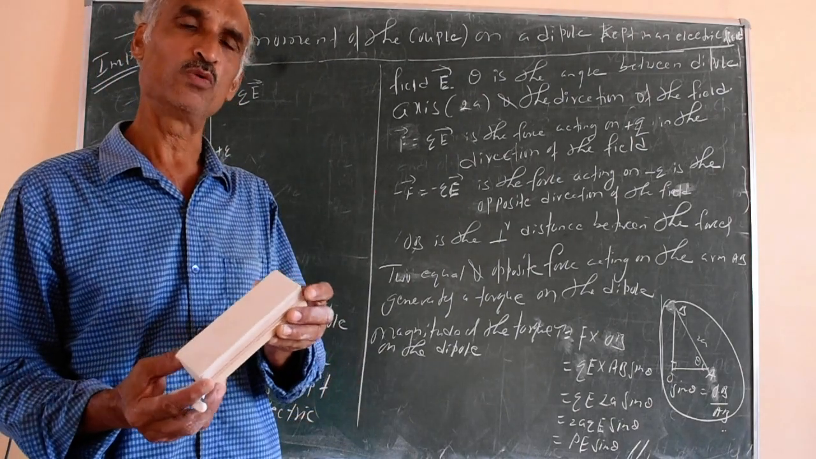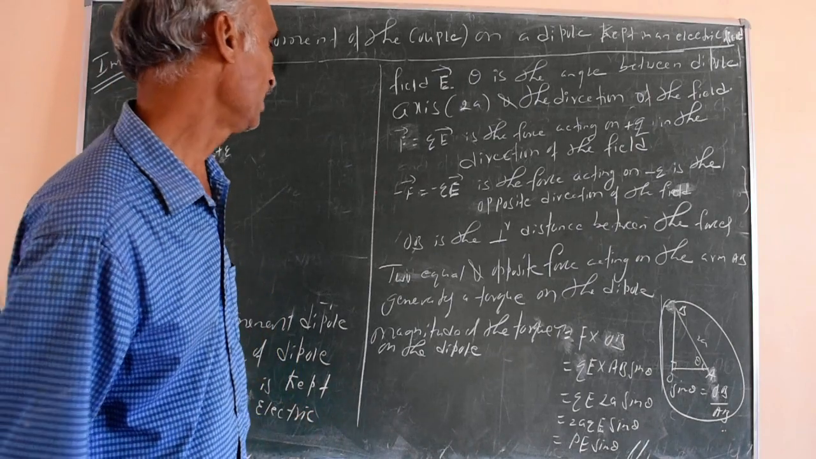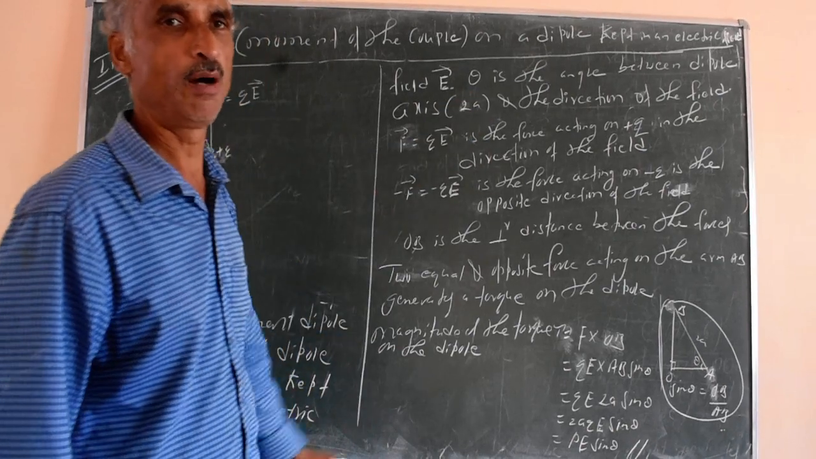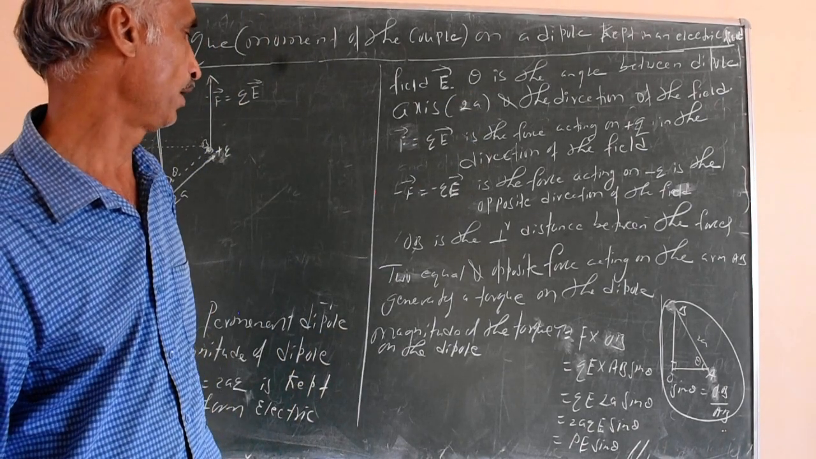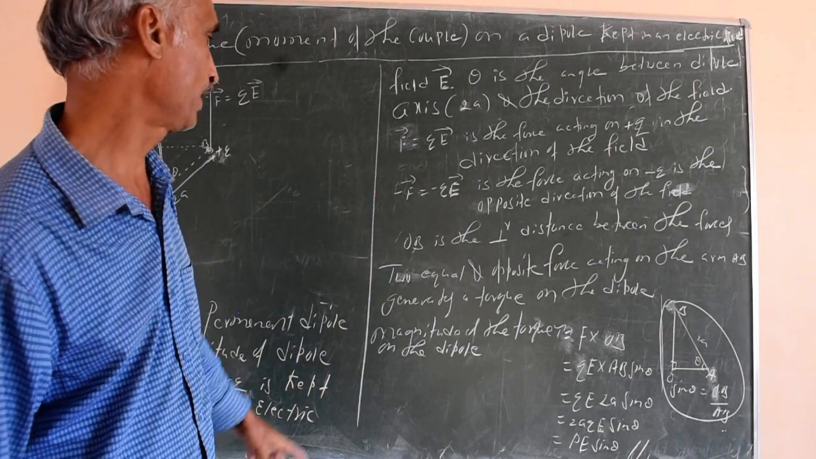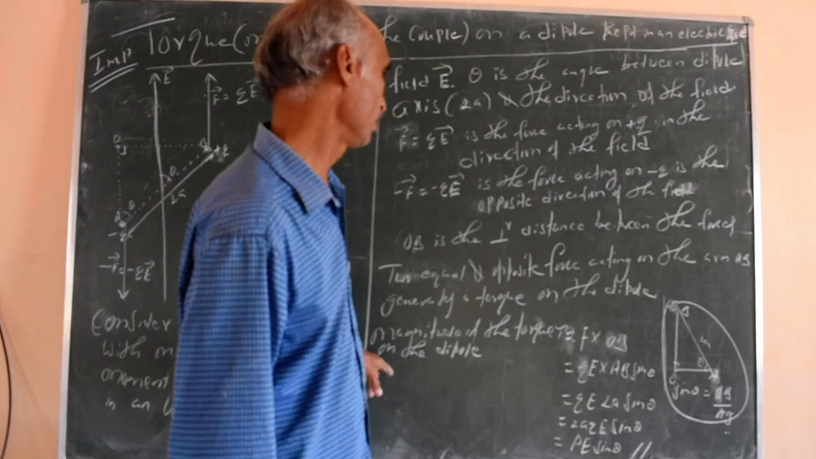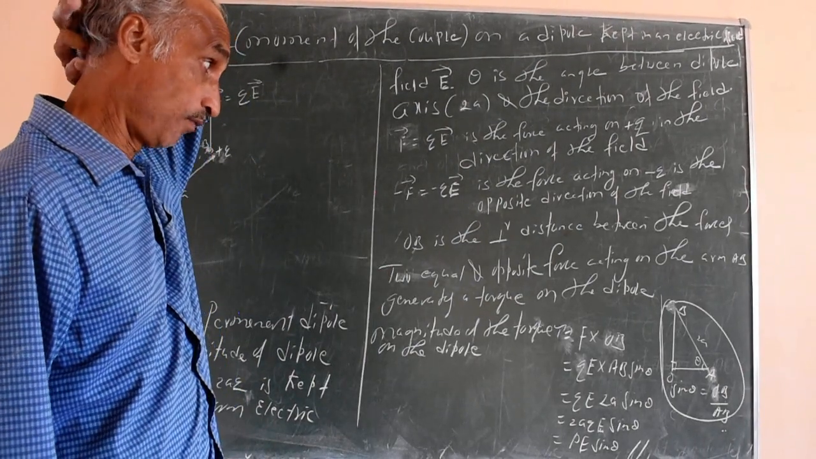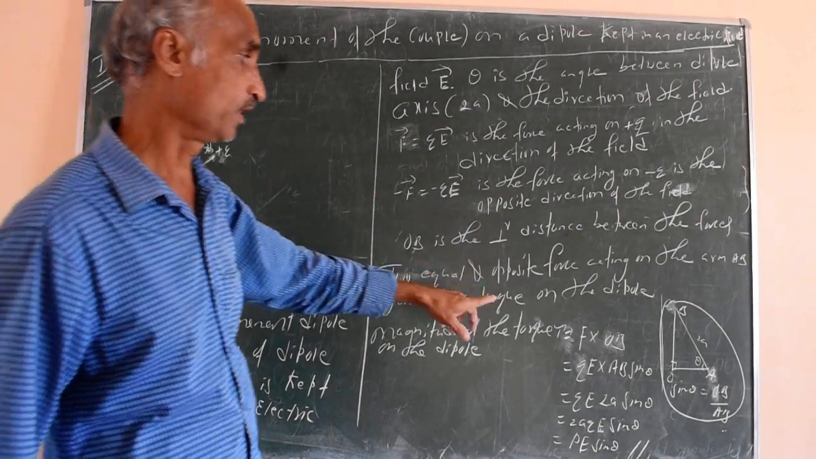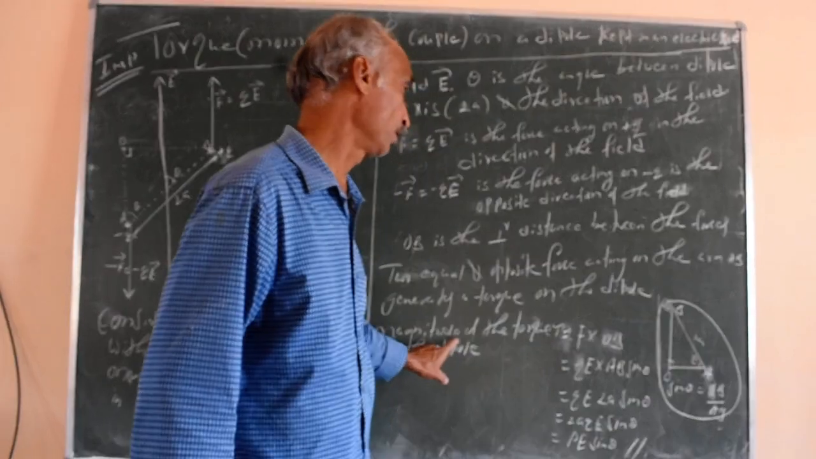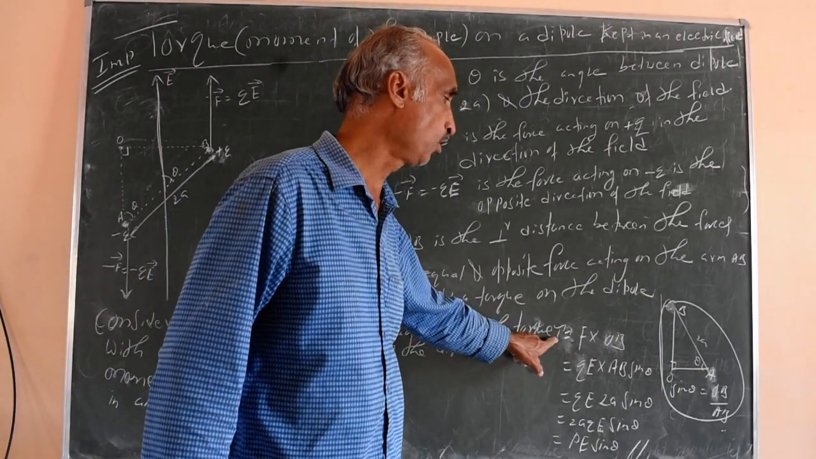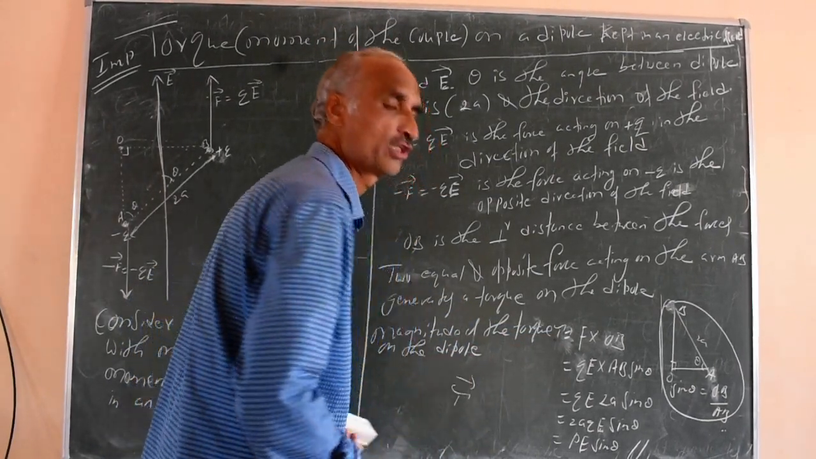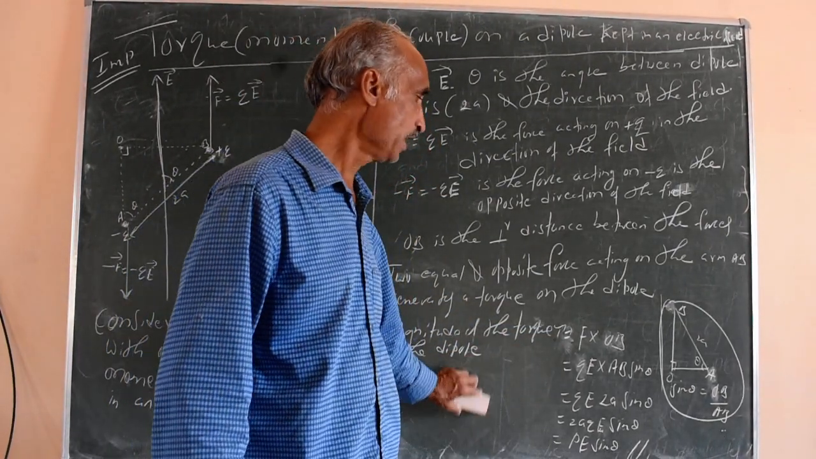Torque means that which rotates the body. On the dipole, two equal and opposite forces are called a couple. A couple generates a torque on the dipole. Now let us calculate the magnitude of the torque, tau bar. Torque is denoted by the symbol tau. Magnitude means only tau is taken, while tau bar means you have mentioned both direction as well as magnitude. Let us work out the magnitude.